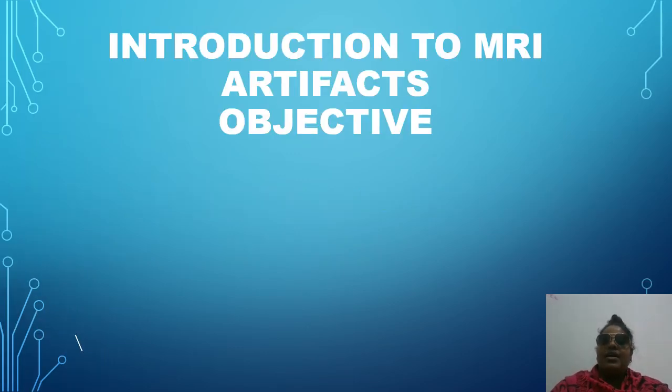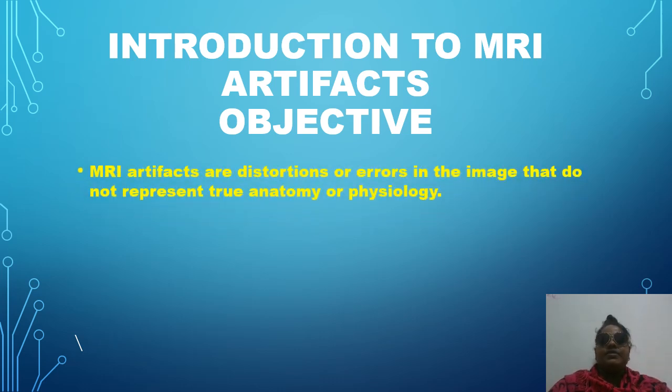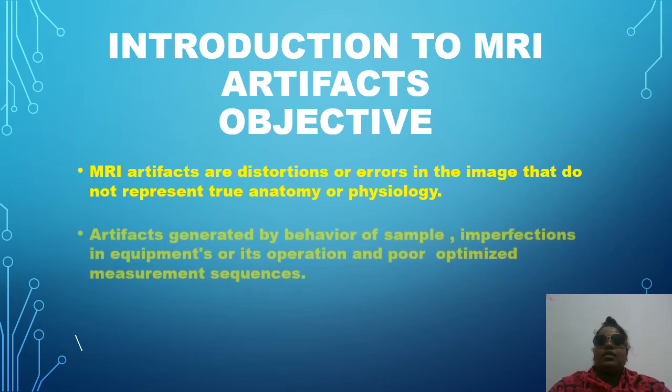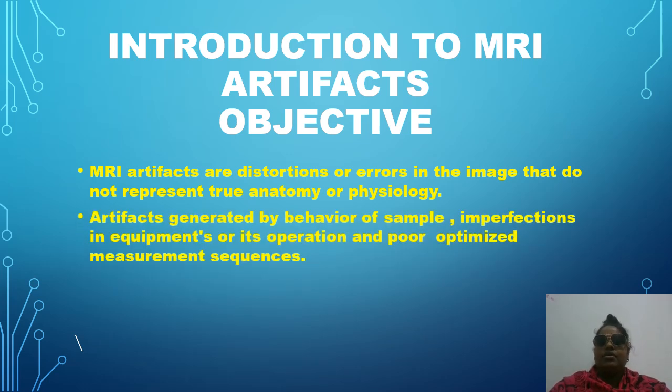Introduction to the MRI artifact objective. What is MRI artifact? MRI artifacts are distortions or errors in the images that do not represent true anatomy or physiology. So how are they generated? By behavior of the sample, imperfection in the equipment or its operation, and poor optimization of the measurement sequence.